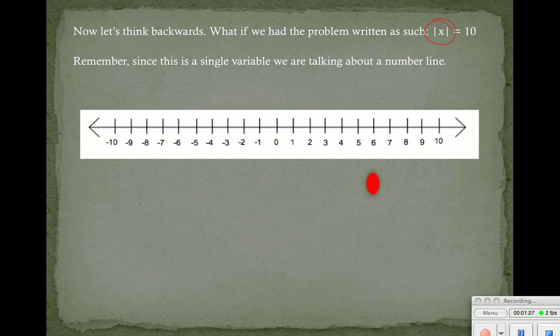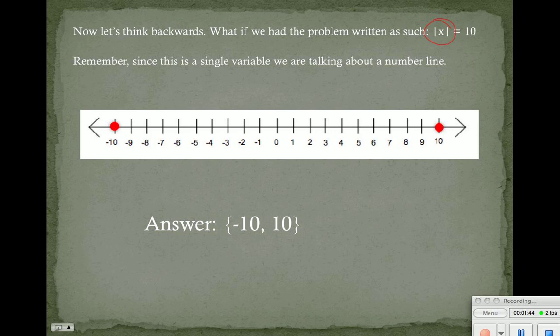So 10 is 10 places away from 0. Negative 10 is 10 places away from 0. So there's our answer. Our answers are negative 10 and 10.